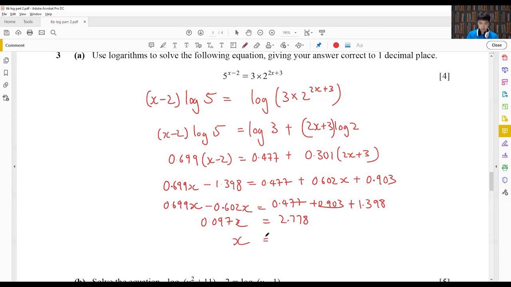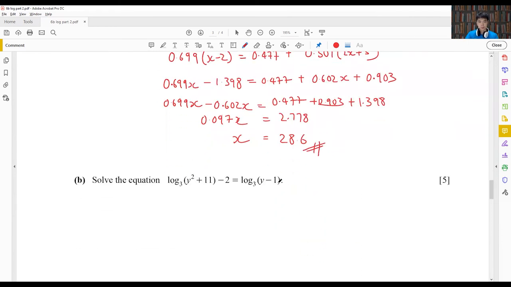So divided by 0.097, you would end up with 28.6. Okay, 28.6. Then to 1 decimal place, that's exactly what we'll give him. 28.6, right?